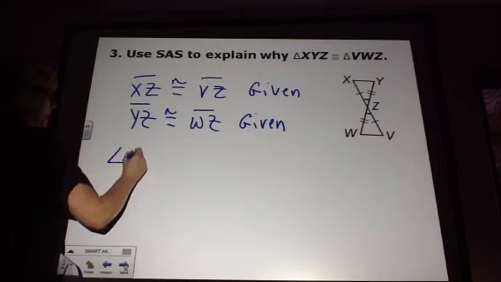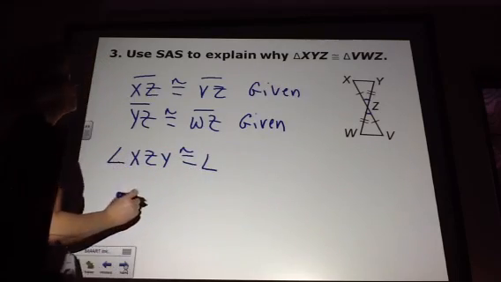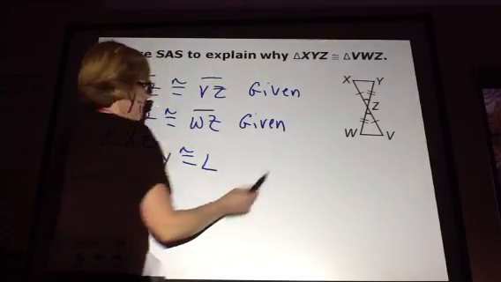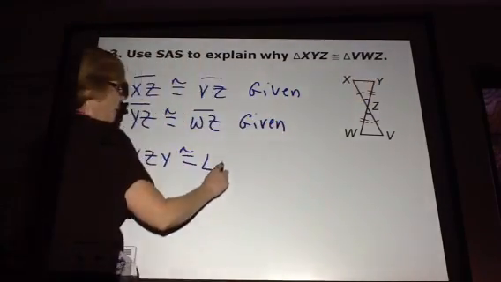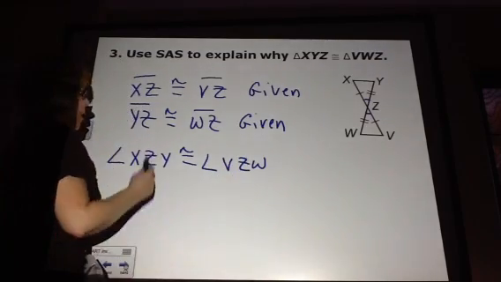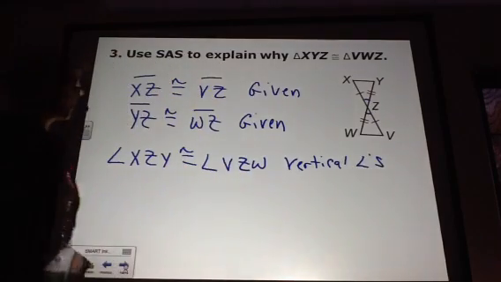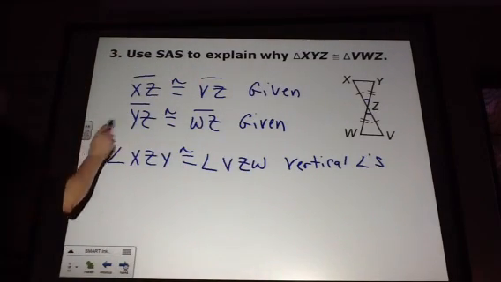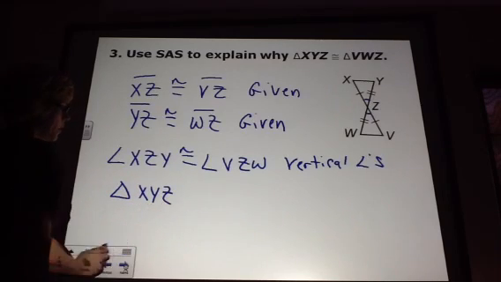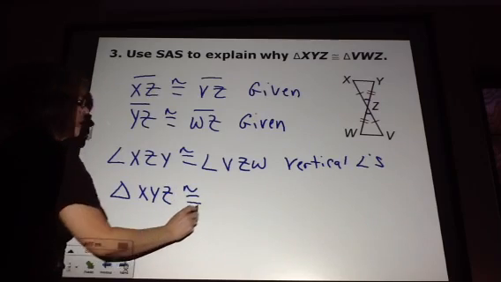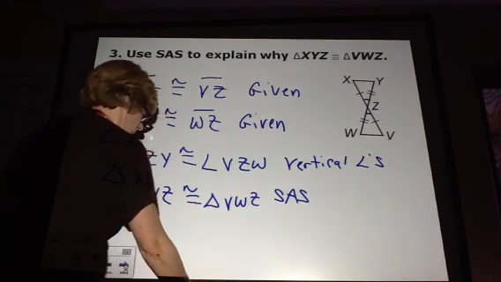So angle XZY is congruent to angle VZW. These are vertical angles. And you all know that vertical angles are congruent. I have my two sides, my included angles, so I can write my triangle congruency statement and say that triangle XYZ is congruent to triangle VWZ because of side, angle, side.